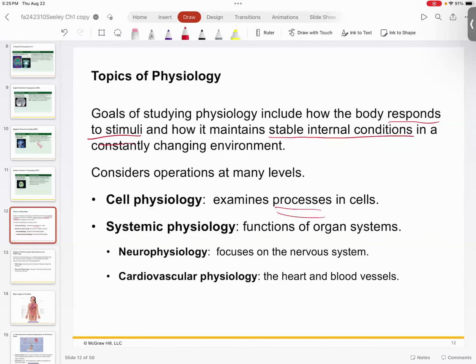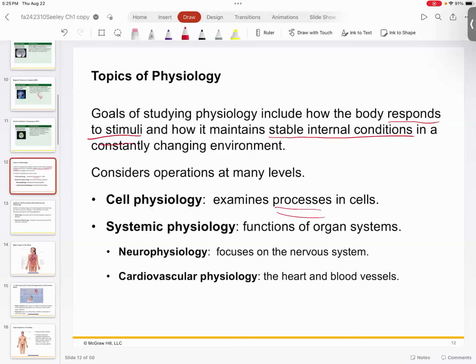Now then, there's a couple of levels of physiology. You have cell physiology, in which you're focusing on the activities and the processes associated with the cells themselves. Or you have systemic physiology, in which case you're looking at organ systems. For instance, neurophysiology will look at the nervous system and the functions of the nervous system. Cardiovascular physiology looks at the functions and the reactions and the stimulus responses associated with the heart, blood vessels, and so forth. And I would argue most of what you see, especially in AMP2, is probably systemic physiology.